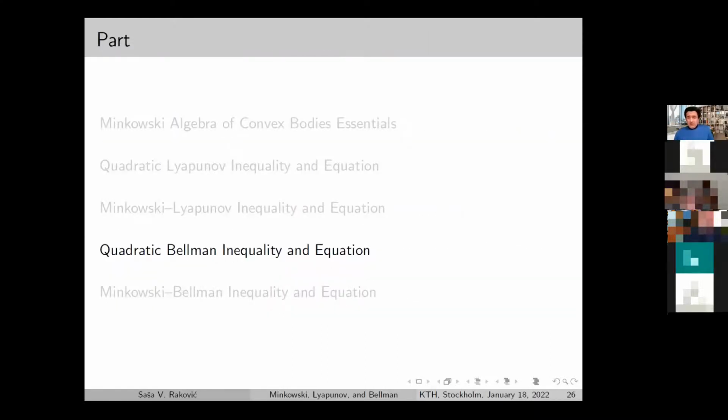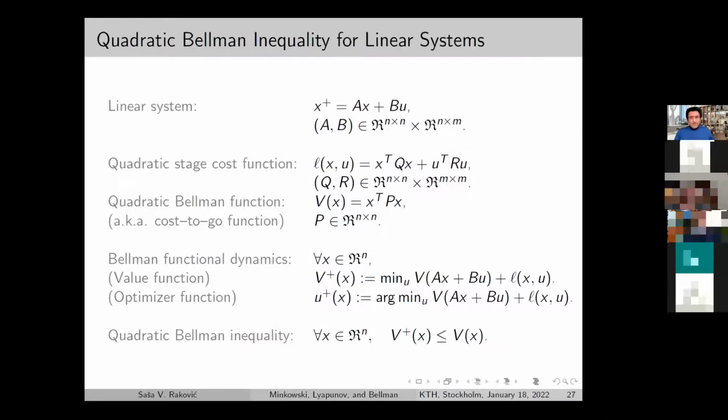And now if you go to the quadratic Bellman inequality and equation, we're going to look at the control case. We're going to look at the linear control system in discrete time. We're going to have the quadratic stage cost function, and we have suitably defined matrices, and we're going to look at the quadratic Bellman function. Now, what I use the term quadratic Bellman function for is what is known as a cost-to-go function, or the value function within the language of Bellman.